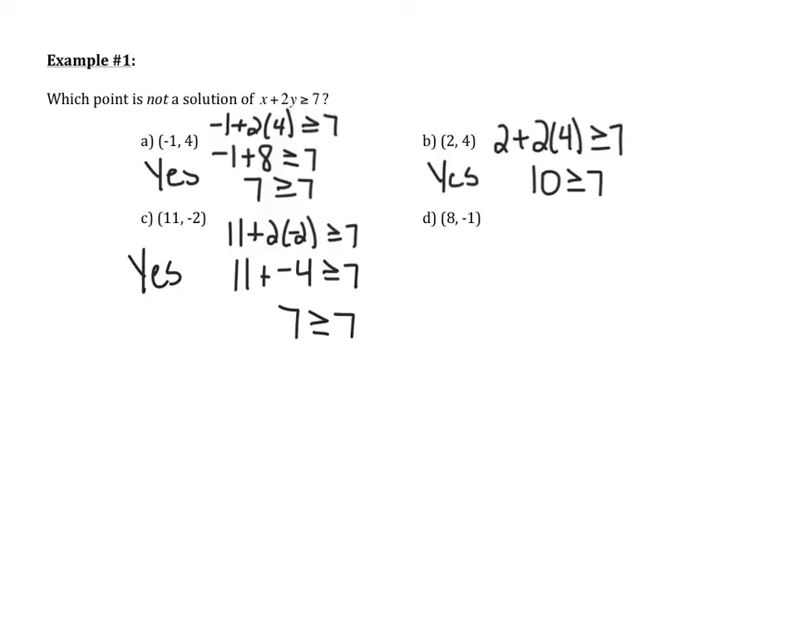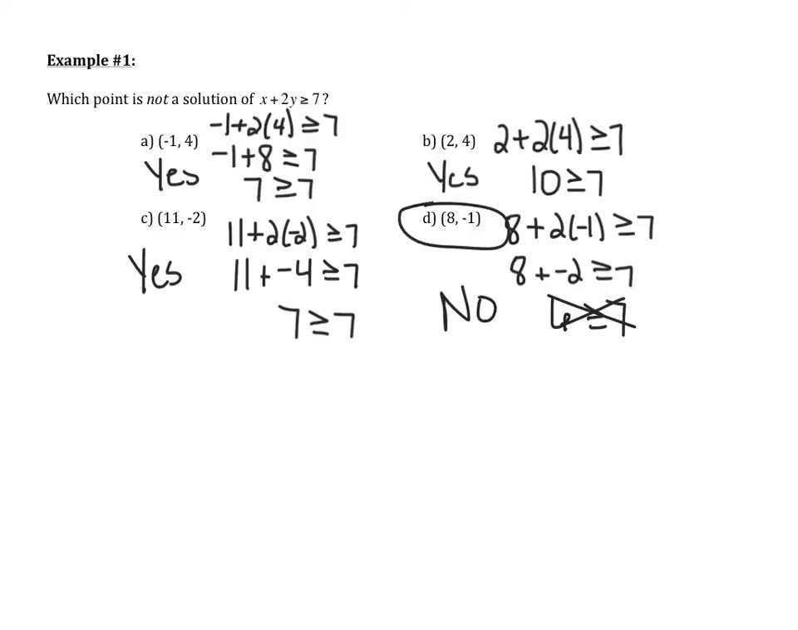Moving on to part D, putting 8 in for x and -1 in for y. I would take 2 times -1 first to end up with 8 plus -2. 8 plus -2 is 6, and this time 6 is not greater than or equal to 7, so therefore 8, -1 is our answer for the point that is not a solution to the inequality.